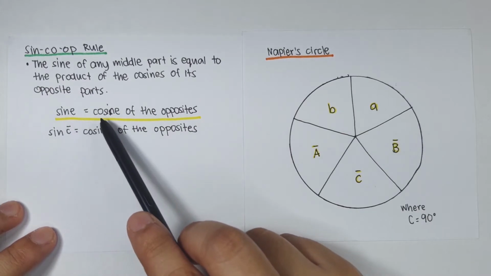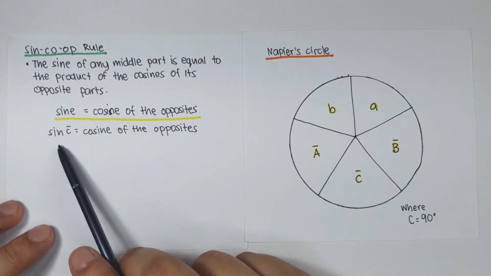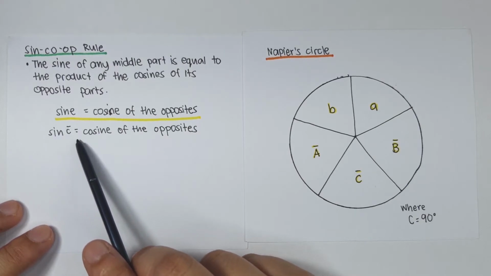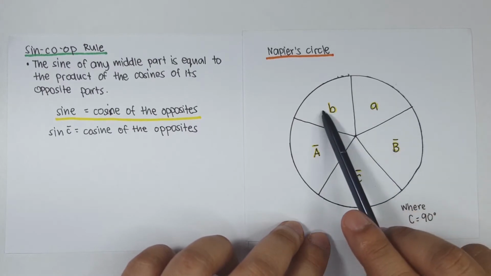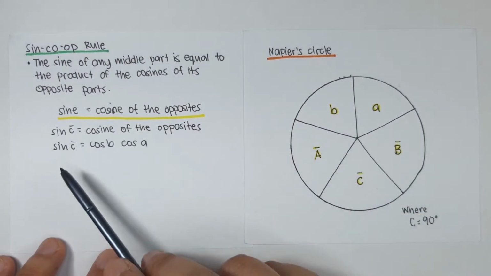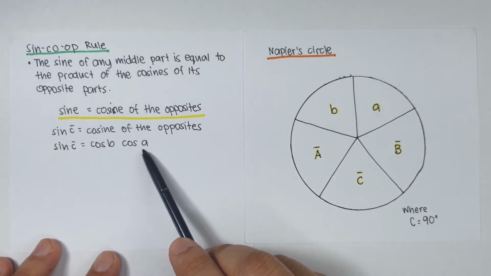Sine is equal to the cosine of the opposite. So say for example, we have C bar. Sine C bar is equal to the cosine of the opposite. So the opposite sides of C bar are A and B. So that is, sine C bar is equal to cosine of B times cosine of A.